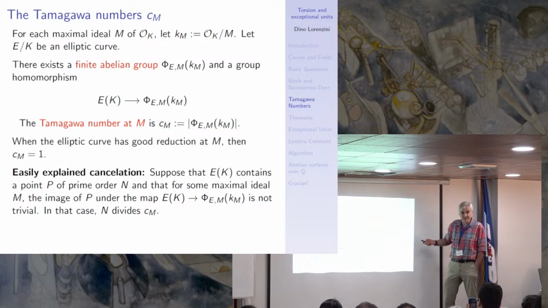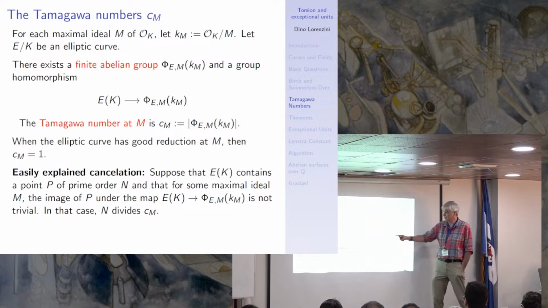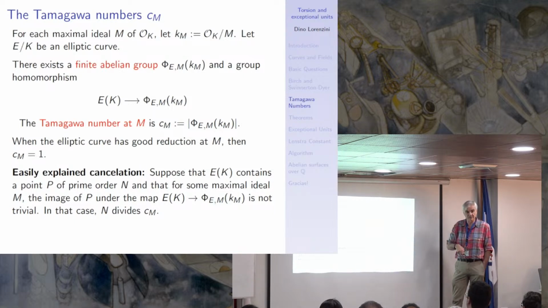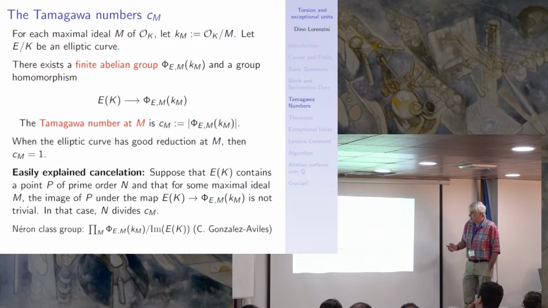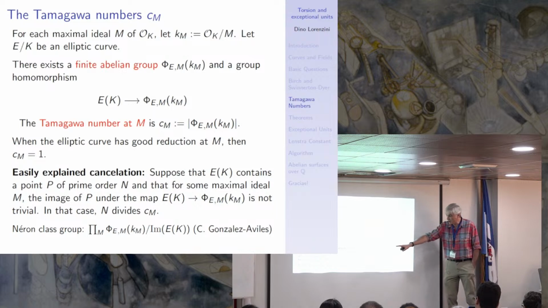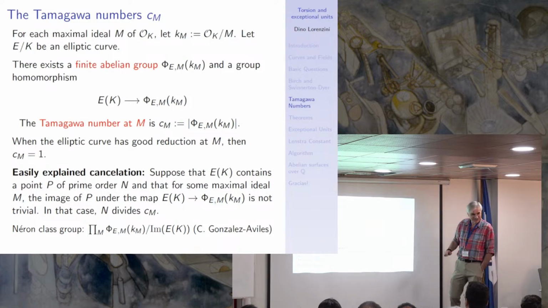So here's an easily explained cancellation. If you had a torsion point in E(K) of order n, you push it into one of these groups. If it survives, that means that n has to divide the Tamagawa number and you cancel. I just want to point out that the quotient of the product of all the Tamagawa numbers by the image of the elliptic curve is studied in Chile by Christian Gonzalez Aviles. So if you have questions about this, here's the reference. All right.